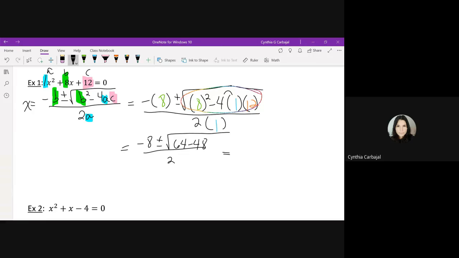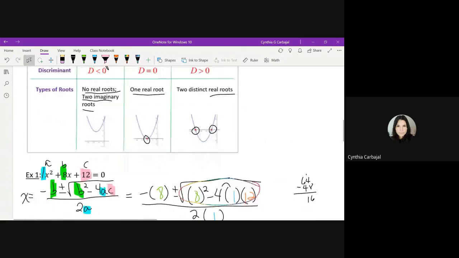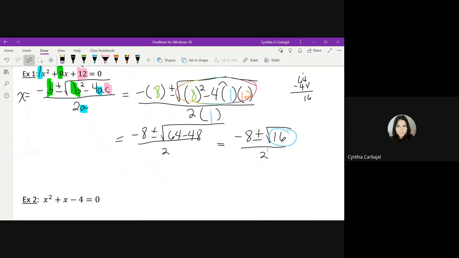And then just keep simplifying what's under the square root, or what's under the radical, right? That's what it's called, a radical sign. And then 64 minus 48. So borrow 1, 14, that's 6. Okay, so 16. Okay. And remember that what is under the square root is called the discriminant. And in this case, the discriminant is a positive 16. So again, positive number, we're going to have 2 real roots. And you can tell because it's actually a perfect square number.